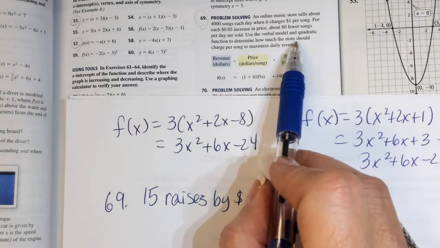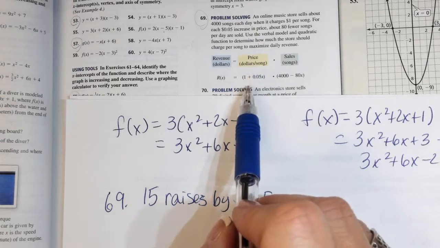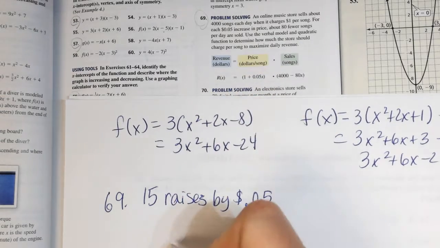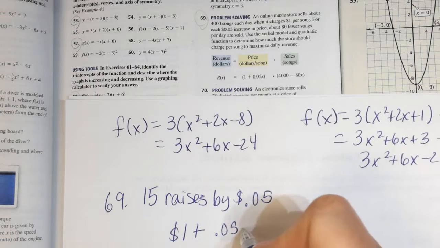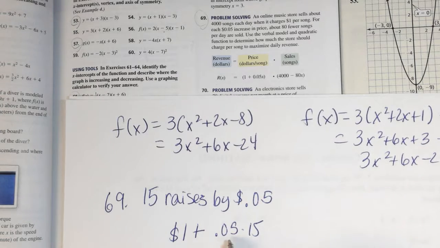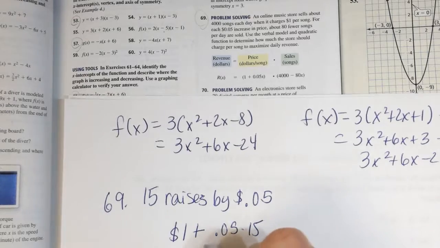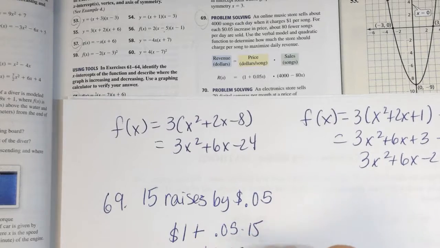Determine how much the store should charge per song. So they're going to charge $1 plus 5 cents times 15. What's that, 75? So it's going to be $1.75 per song.